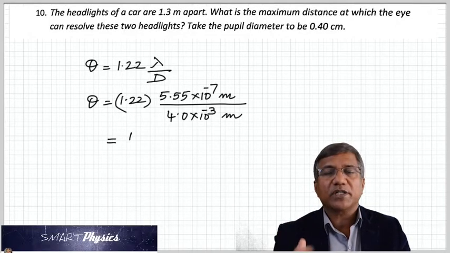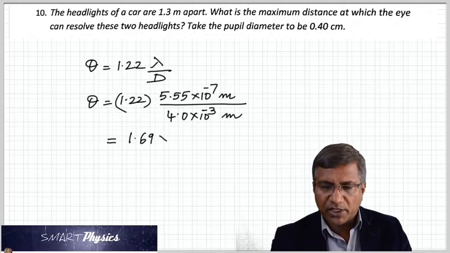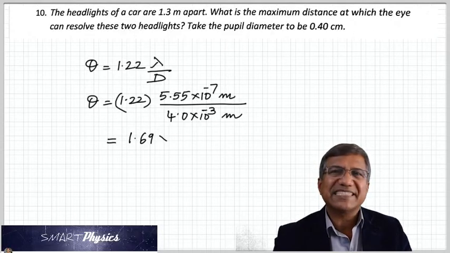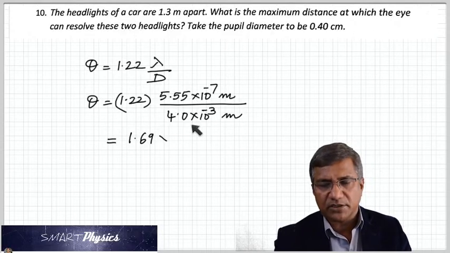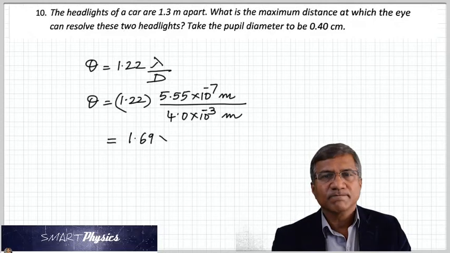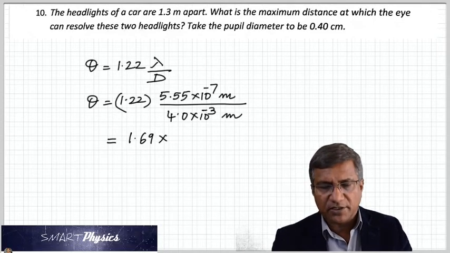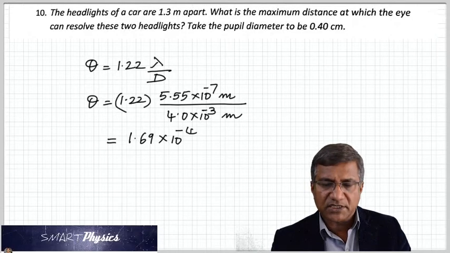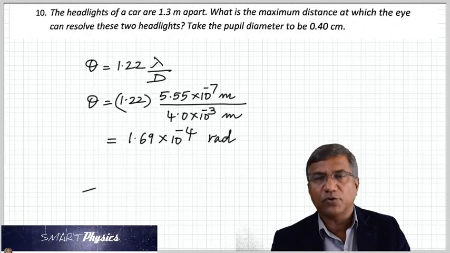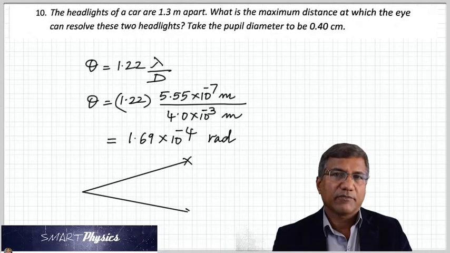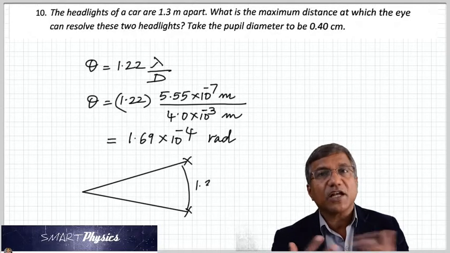It's good if you know it, but it will be given to you. And then 0.4 is in centimeters, so I changed it into meters. I hope that makes sense. So 1.22 times that by this gives you 1.69 times 10 to the negative 4 radians. So that's the angle. But we got to find the distance.